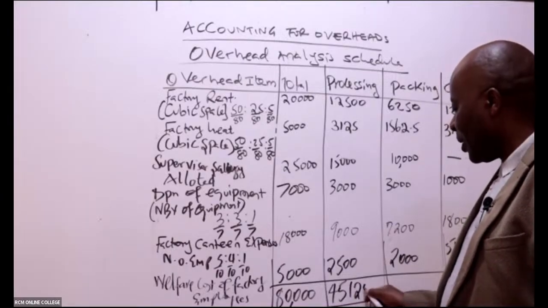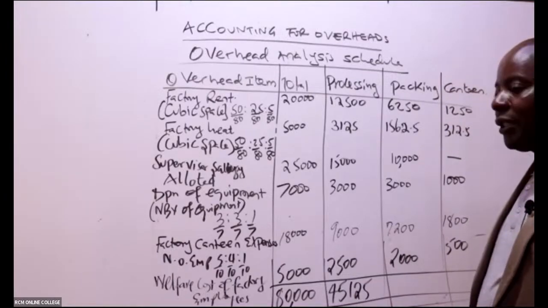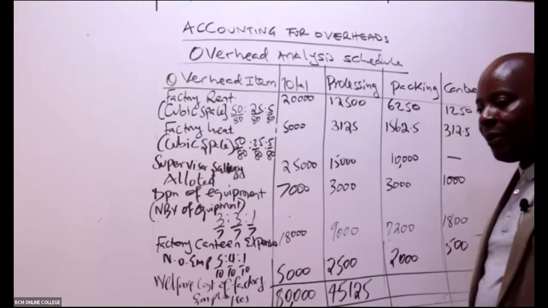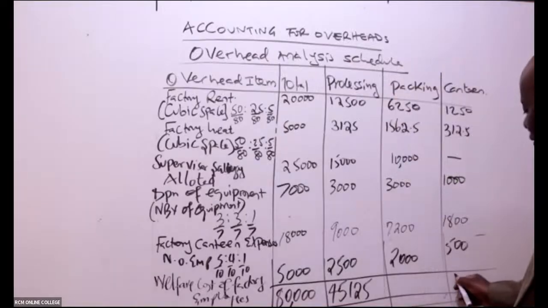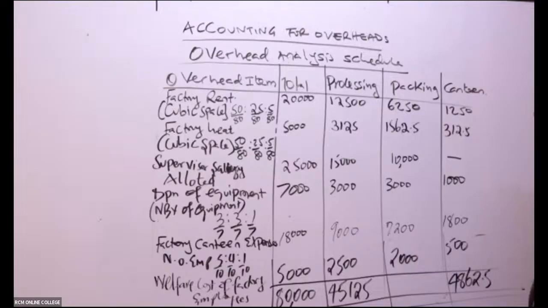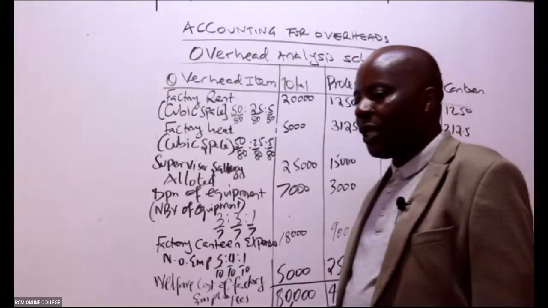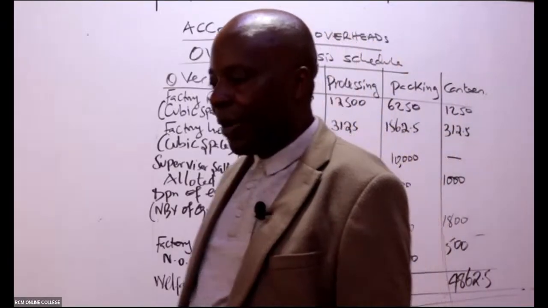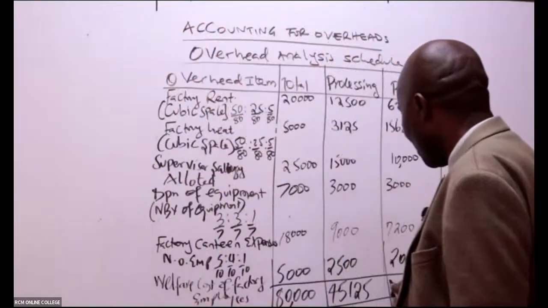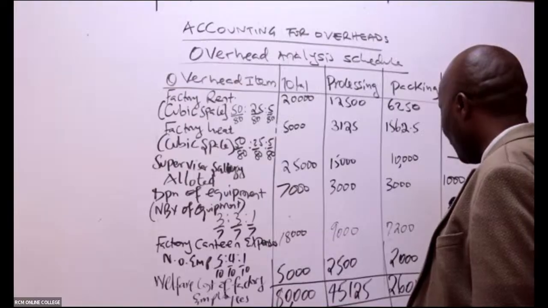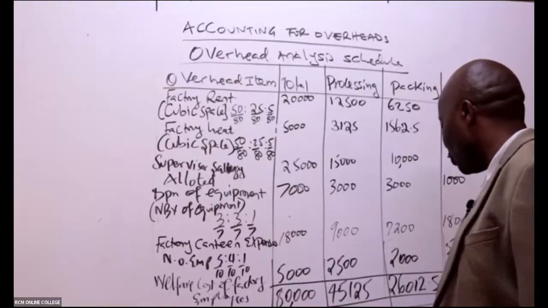45,125. Then go to packing. Canteen, already I'm being given a figure: 48,62.5. Thank you very much. And then now we have, ladies and gentlemen, packing. So packing is 26,012.5.